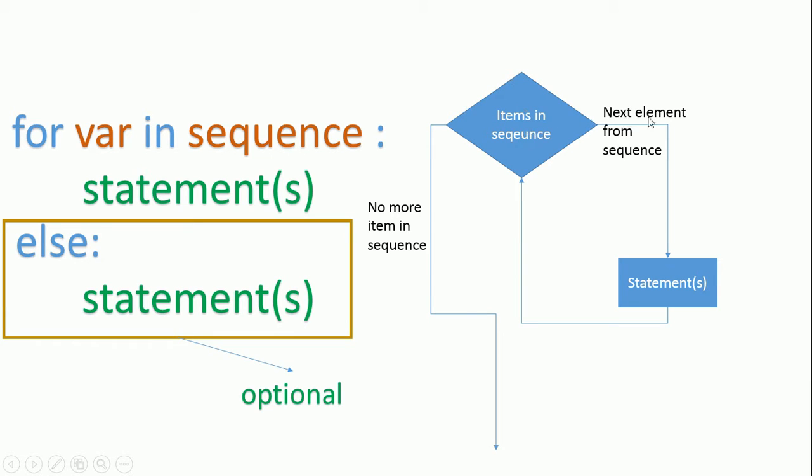Items in the sequence here gets the next element from the sequence and here executes this statement block, then goes to the for loop, then takes the next element and continues this block for the number of elements in the sequence. Once the elements in the sequence got exhausted, it goes to the normal flow. This is for loop flowchart.